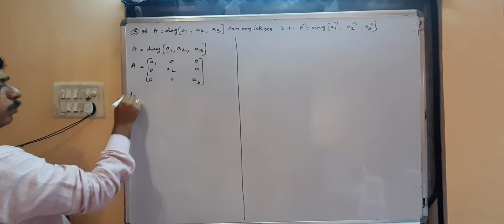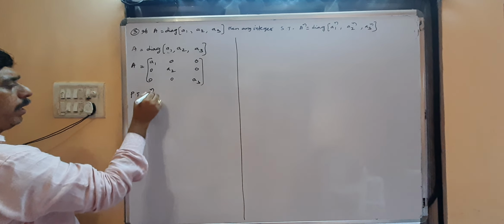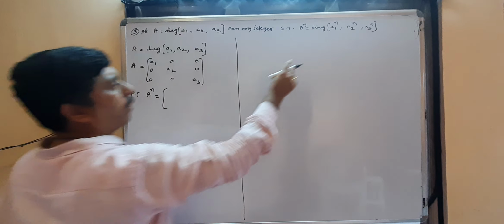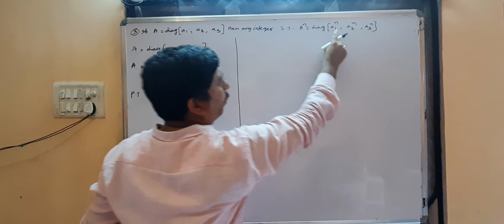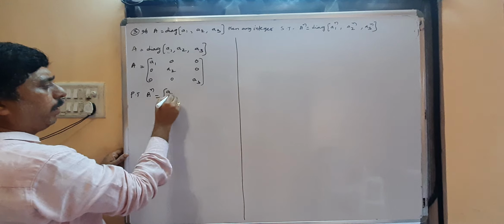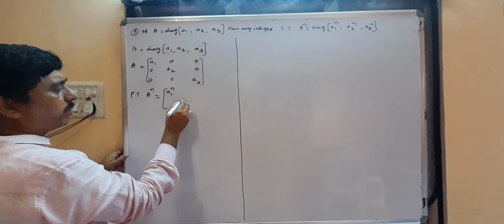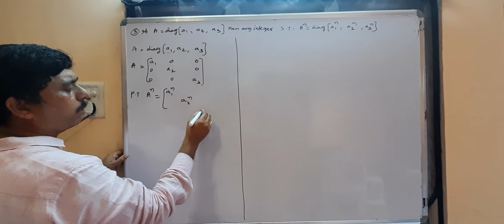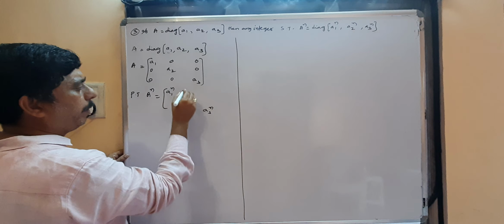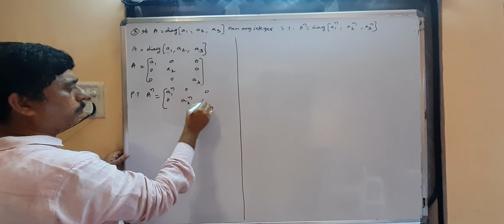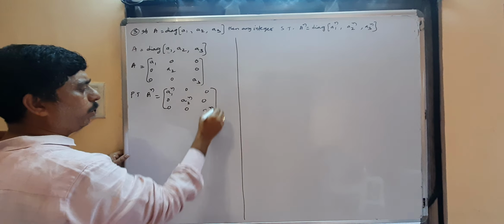You are going to prove that A power n is diagonal of a1 power n, a2 power n, a3 power n. That means the first element is a1 power n, the second element is a2 power n, the third element is a3 power n, and the remaining all are 0. You are going to prove this condition.